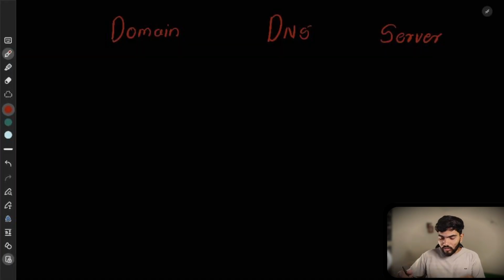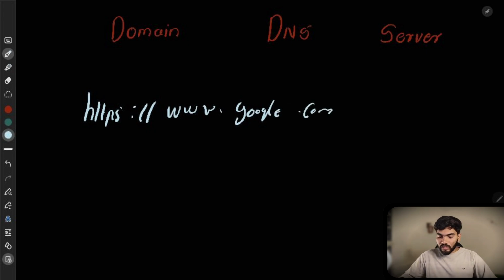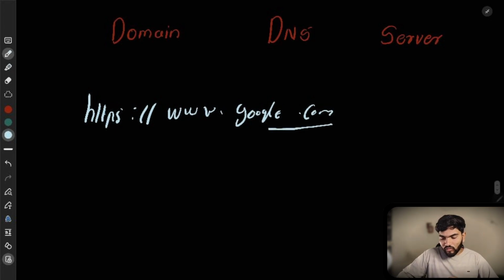So let's go back to the board and let's try to put on the screen what is happening. Okay, so we try to access https://www.google.com. Initially when we ask anyone, they say this is the domain name, the google.com, but no, this is not the domain name. The actual domain name is this one. So this is what we call the domain. This is what we call the top level domain.